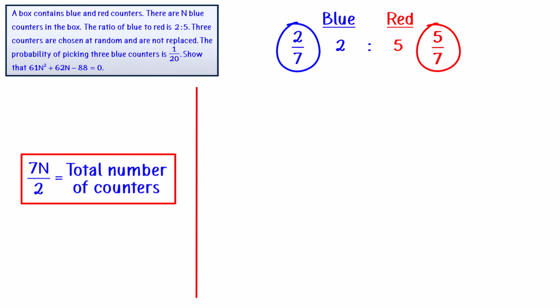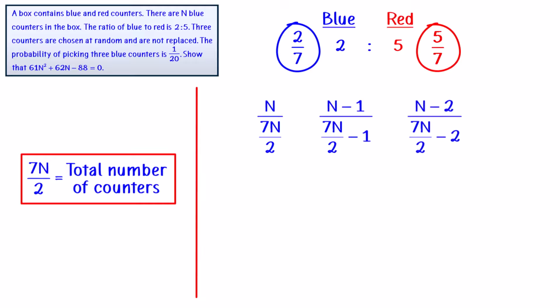So picking the first blue is n divided by 7n over 2, because there are n blue counters in the box and 7n over 2 counters in total. Picking a second blue counter is n minus 1 divided by 7n over 2 minus 1, because 1 blue counter has been removed and not replaced, and there's 1 less counter in total. And finally, picking a third blue counter is n minus 2 divided by 7n over 2 minus 2, because another blue counter was removed and not replaced, and 2 counters were removed from the total.